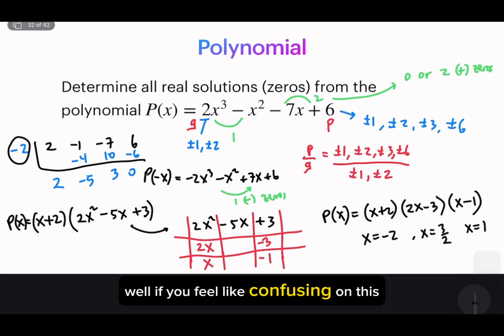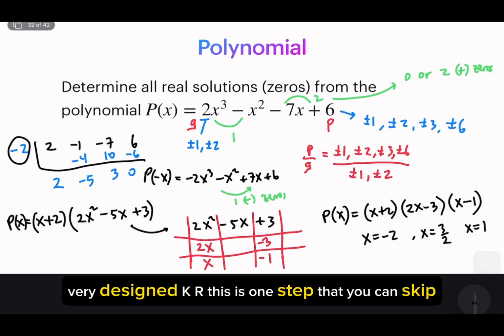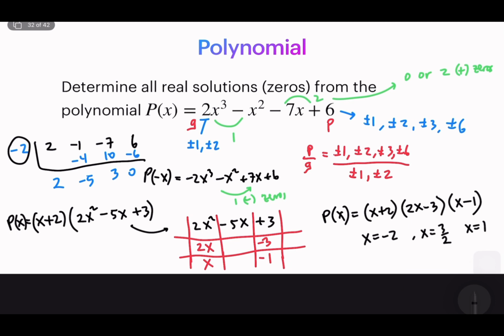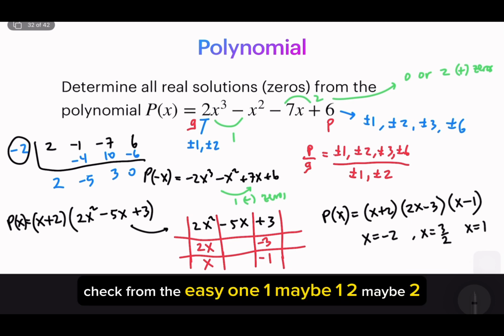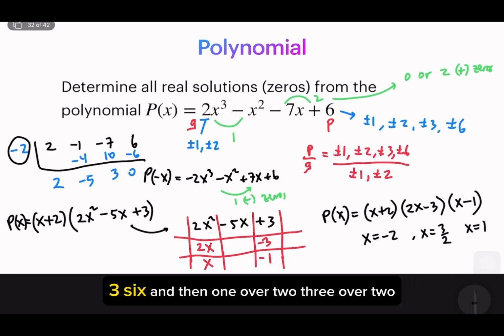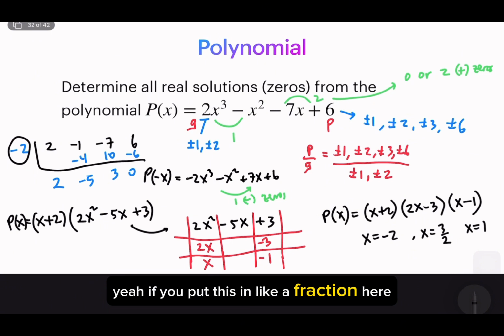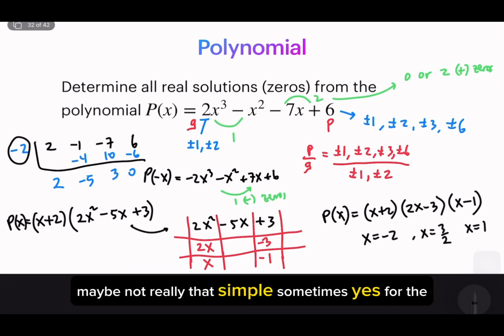Well, if you feel confused about this sign change part, this is one step that you can skip. You can directly just check one by one. Check from the easiest one: 1, negative 1, 2, negative 2, 3, 6, and then 1/2, 3/2. Sometimes 3/2 takes some time. If you put this in as a fraction here, maybe it's not really that simple.